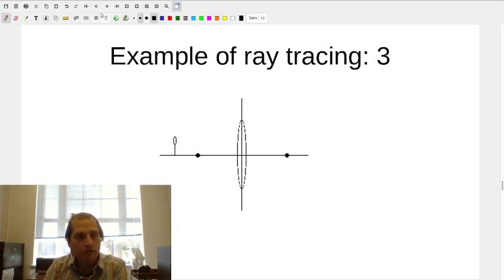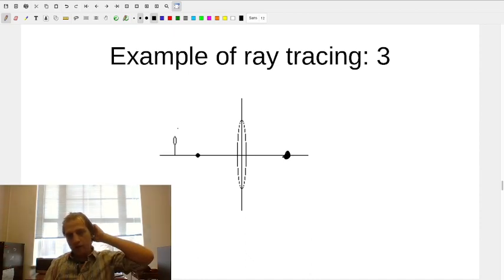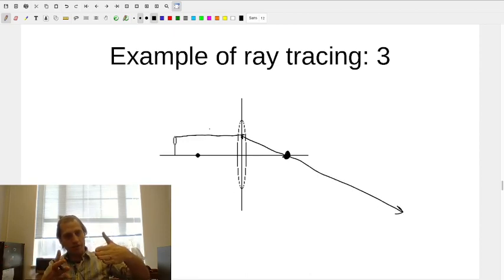Okay, now this can also be used for ray tracing in lenses. Now, this is a converging lens, a double convex lens, and it's going to cause the light rays to come together. So in this case, if I come in parallel to the optic axis, it's going to cause the light rays to go out through this focal point on the other side. It's causing the rays to come together.